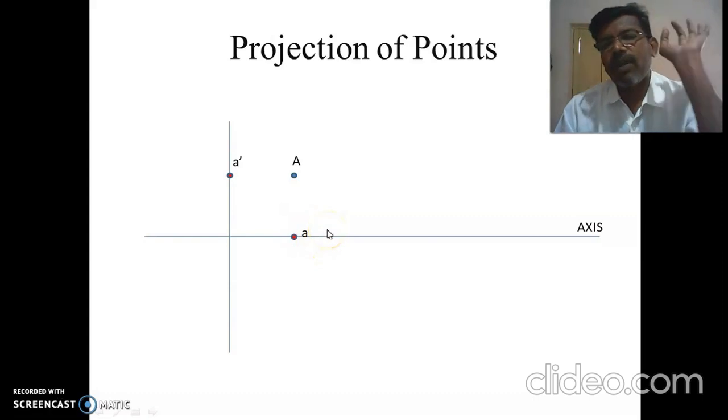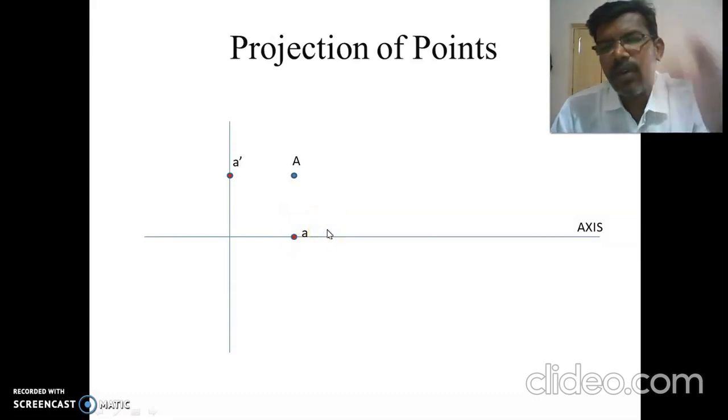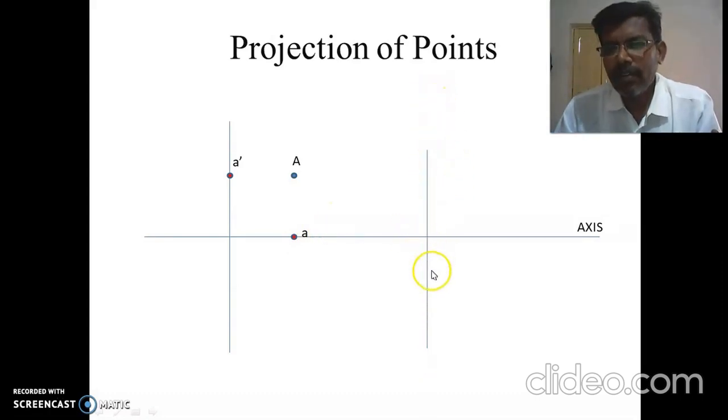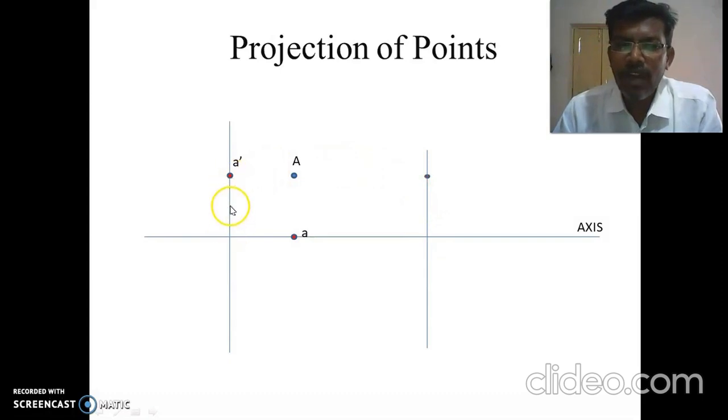So now it is a simple thing to construct an orthographic projection of point A. Let us see how. Draw a line. This is an axis and this is a line. So where is the front view? This is the reference point, so you take the reference point as this one. How much height is there from the reference point to A dash? Just simply draw on the same line. This is A dash.